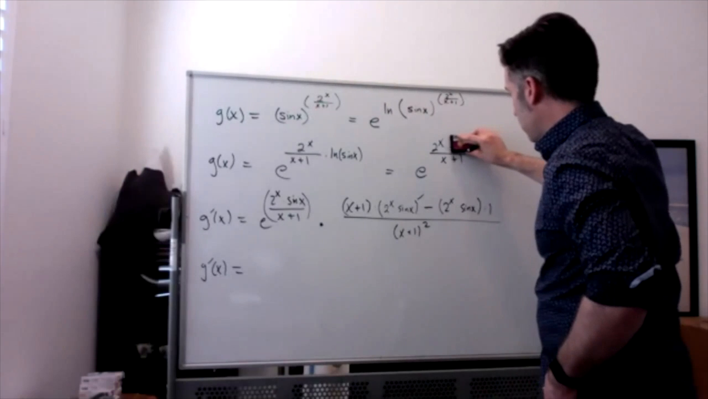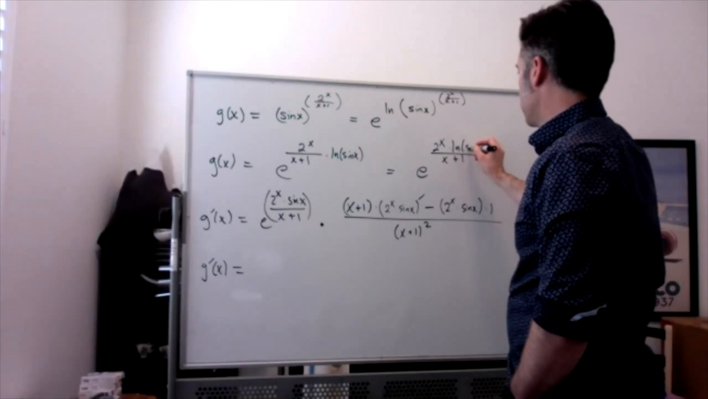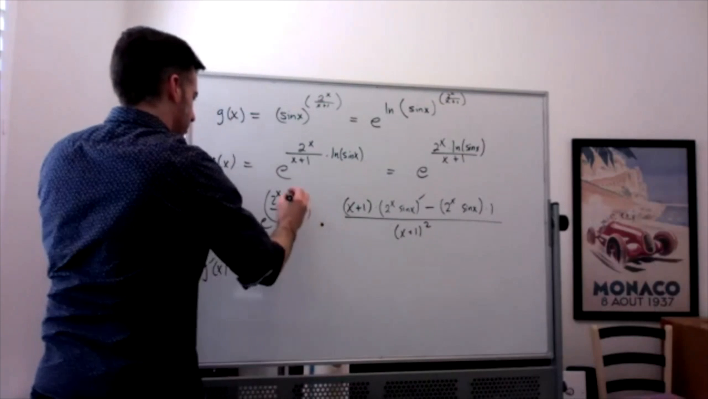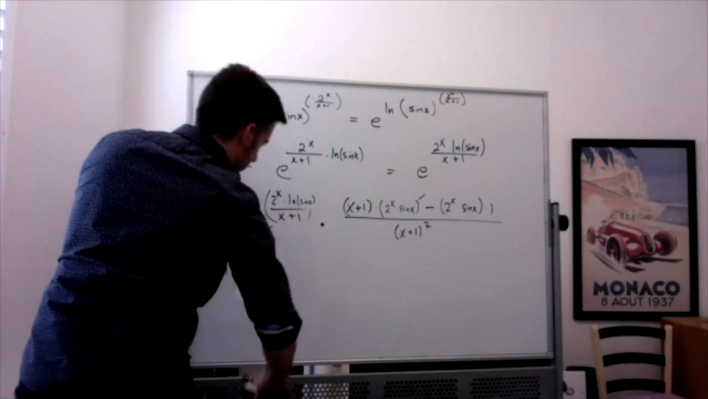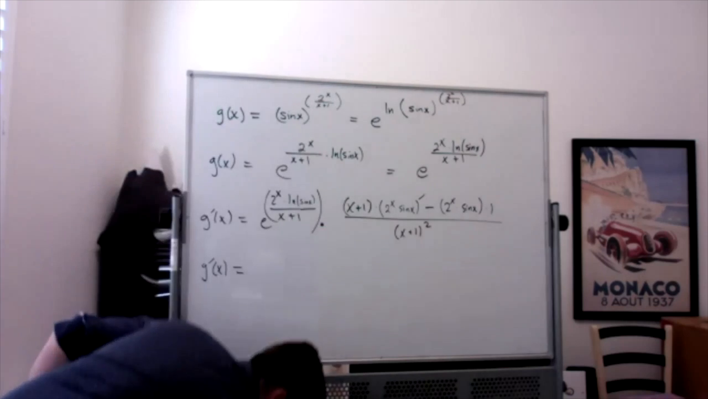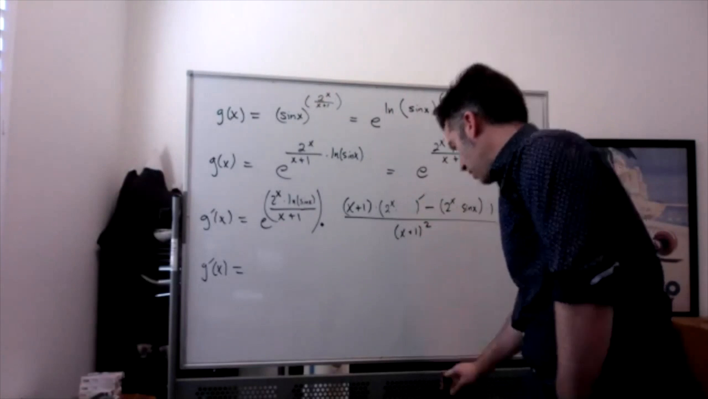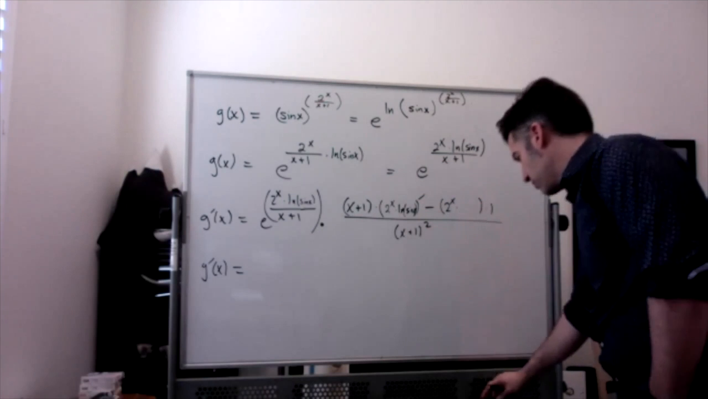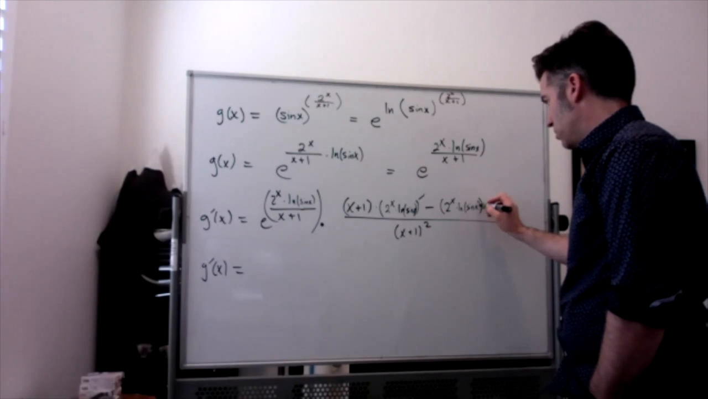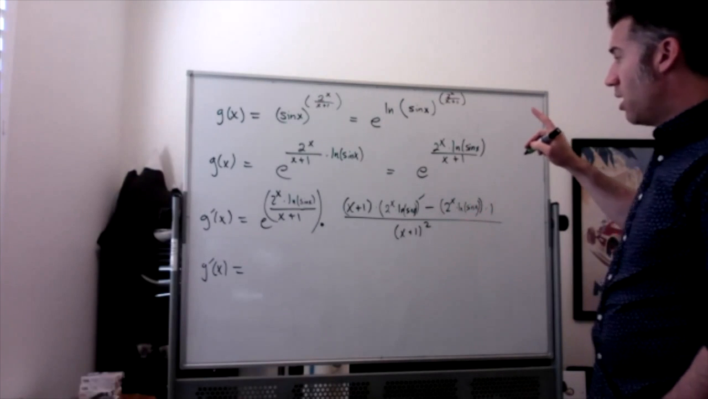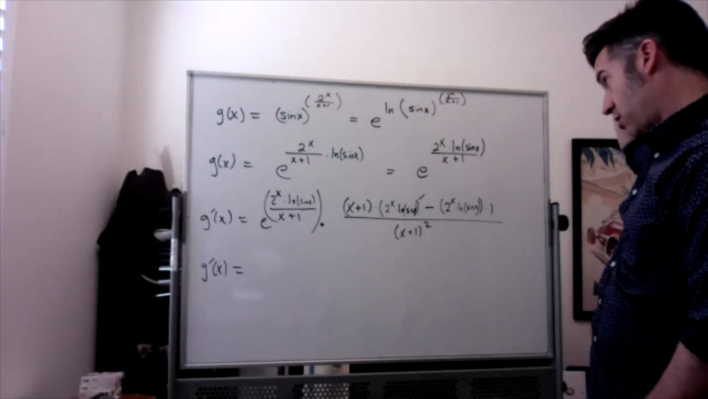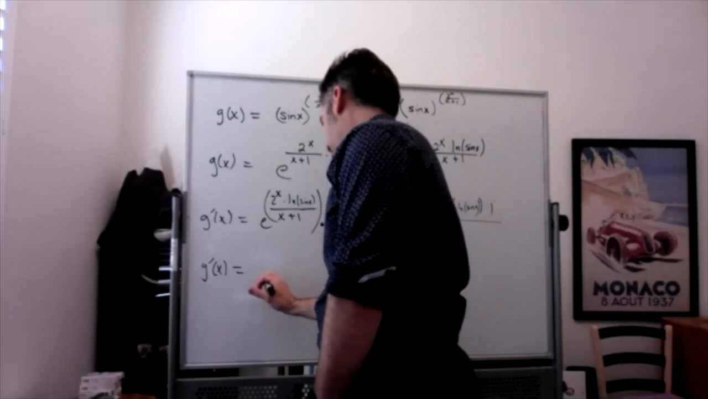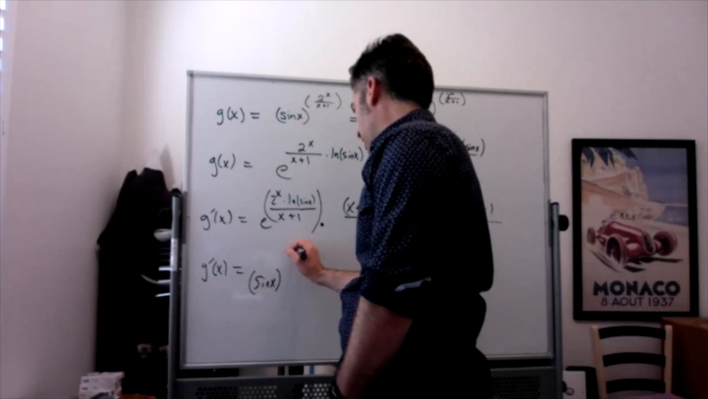So this should be 2 to the x times natural log of sine of x over x plus 1. So this should be the same thing, 2 to the x times natural log of sine of x. And this should be the derivative of 2 to the x times natural log of sine of x. And this should also be 2 to the x times natural log of sine of x. Sorry about that. Okay. So we were replacing this. So this is equal to this, is equal to this, which is equal to this. So we have our sine of x to the 2 to the x over x plus 1.